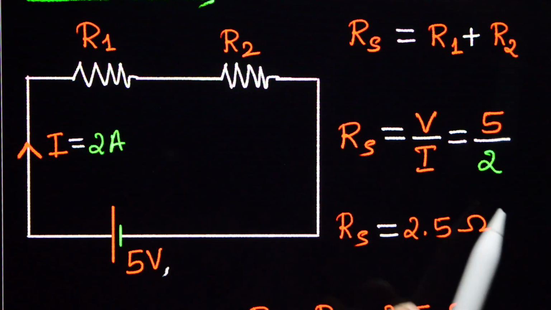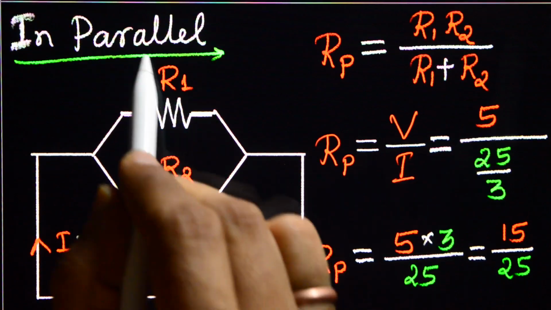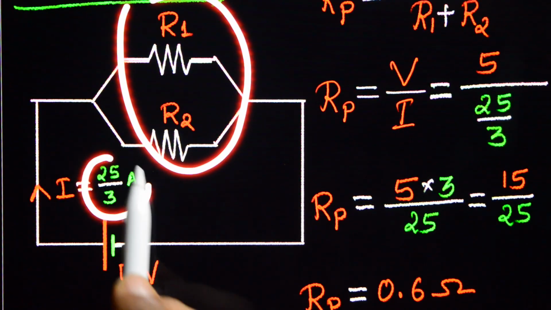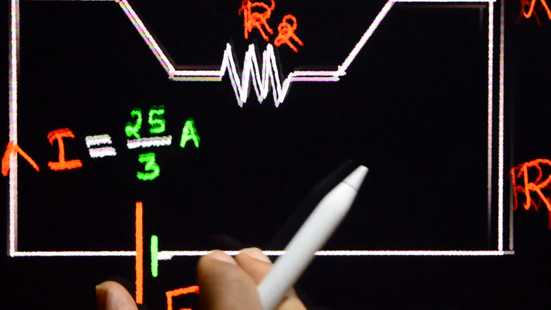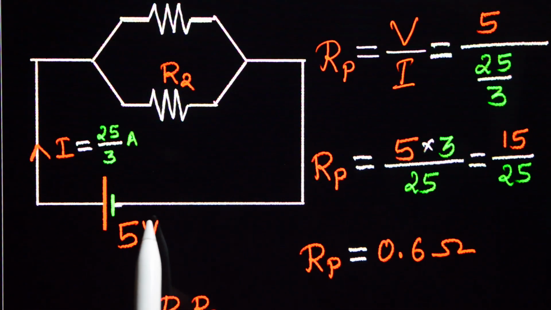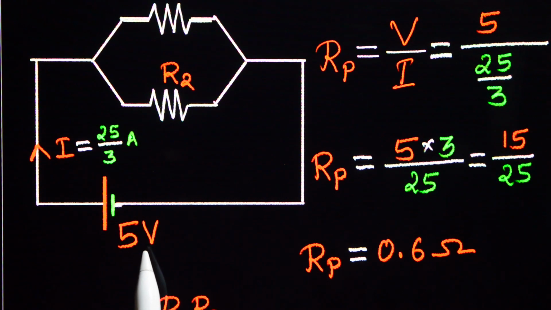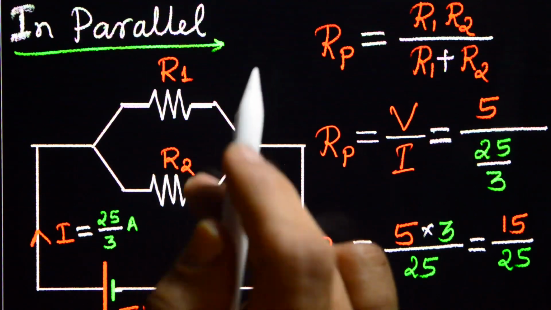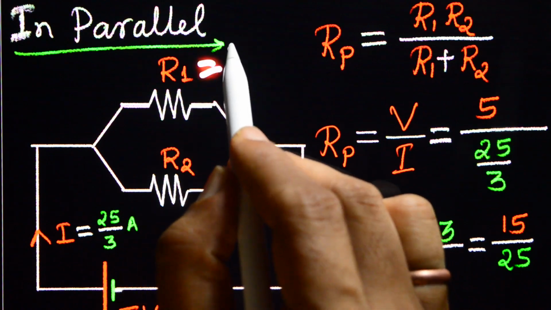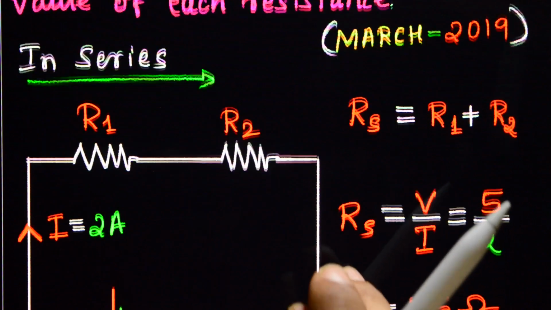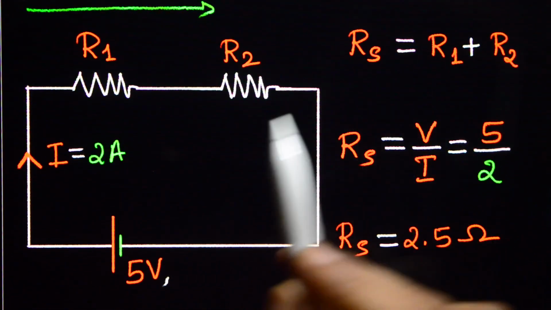Same two resistors now we are connecting in parallel. Then the current passing in the circuit is 25 by 3 ampere, and the applied potential or EMF is the same across the combination, that is 5 volt. Now you need to find the resistance of these two resistors. Okay, let's first see what happens in series.